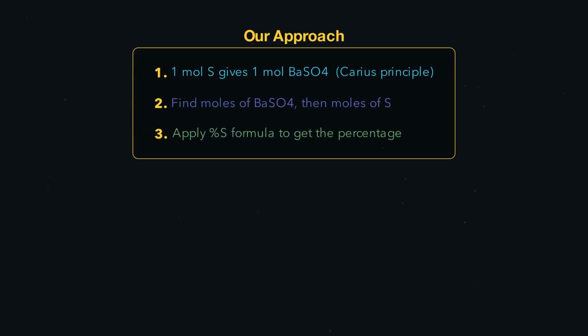Here's our approach. First, we use the key principle of Carius method. Every mole of sulfur produces exactly 1 mole of barium sulfate. Then, from the mass and molar mass of barium sulfate, we find the moles formed. Since the molar ratio is 1:1, that equals the moles of sulfur. Finally, we convert to mass and apply the percentage formula. The 1:1 relationship is everything here.